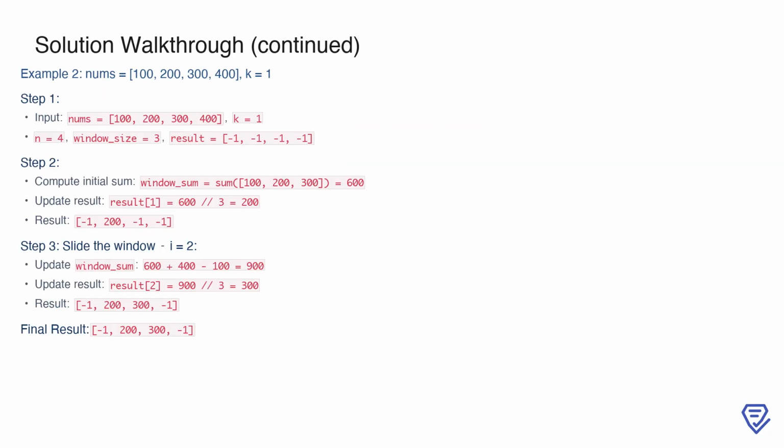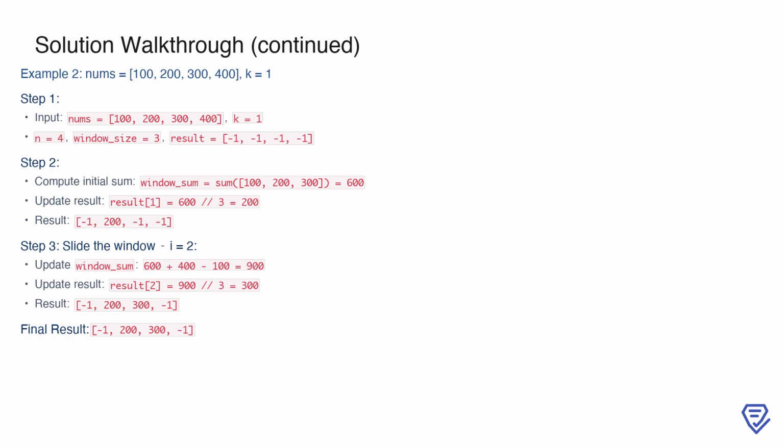Next, let's look at a simpler example with the input array nums equals [100, 200, 300, 400], and k equals 1. Here, the length of the array is n equals 4, and the window size is again 3. We initialize the result array as [-1, -1, -1, -1]. First, we calculate the sum of the initial window, which contains the elements 100, 200, 300.